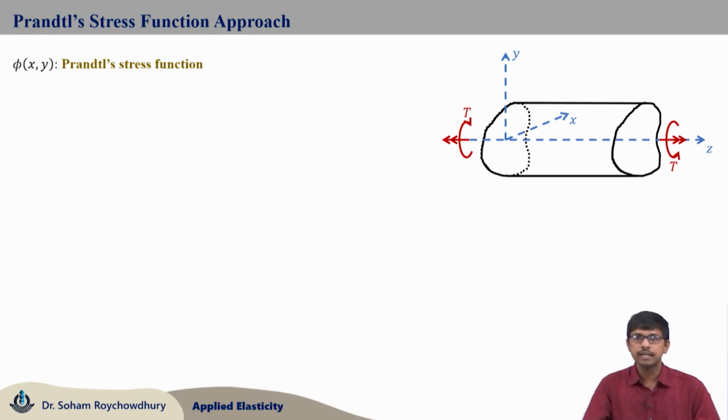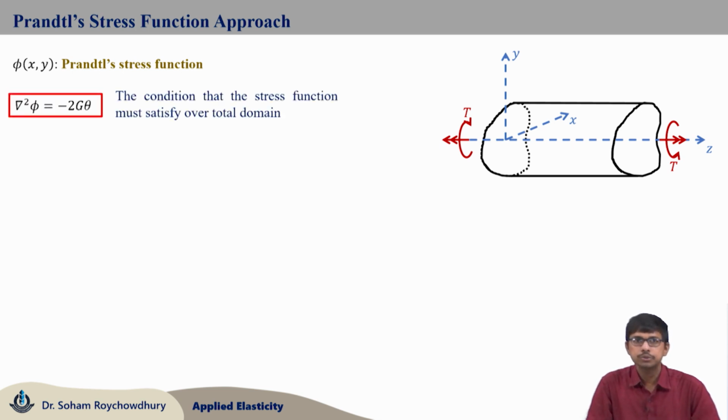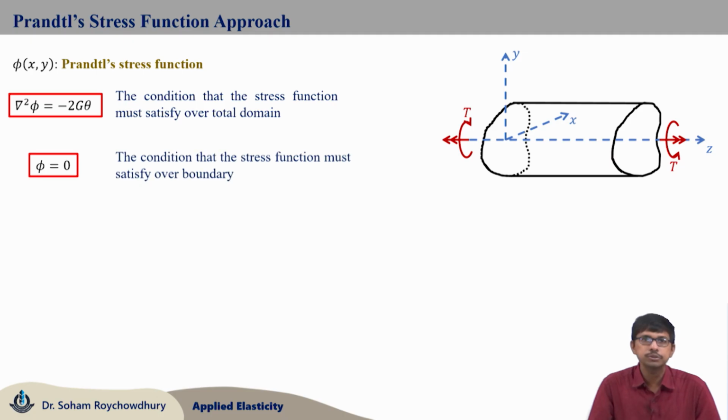So, phi xy being a Prandtl stress function, this must satisfy two conditions. One is Laplacian of phi equals minus 2 G theta. This condition should be satisfied by the Prandtl stress function over the entire domain, over the entire cross section, where theta is the angle of twist per unit length of the bar and G is the modulus of rigidity or shear modulus. So, this is the first condition, and the second condition which the Prandtl stress function should satisfy is phi equals 0.